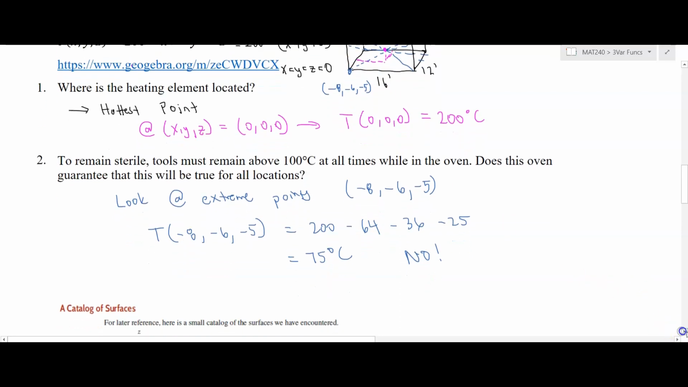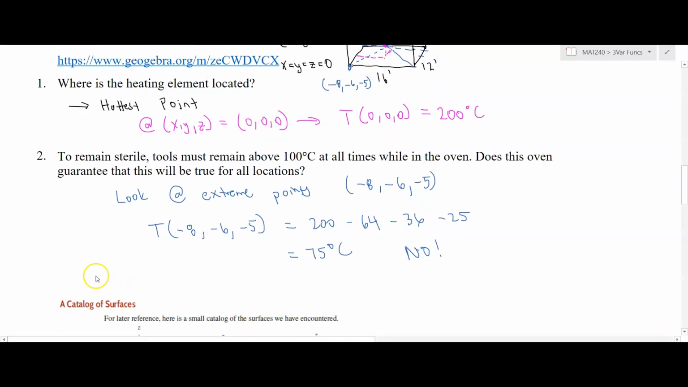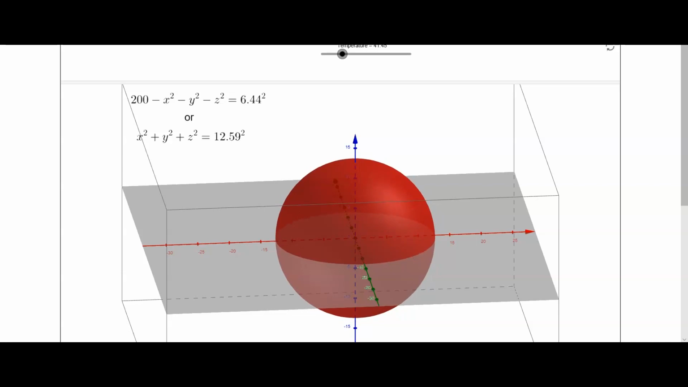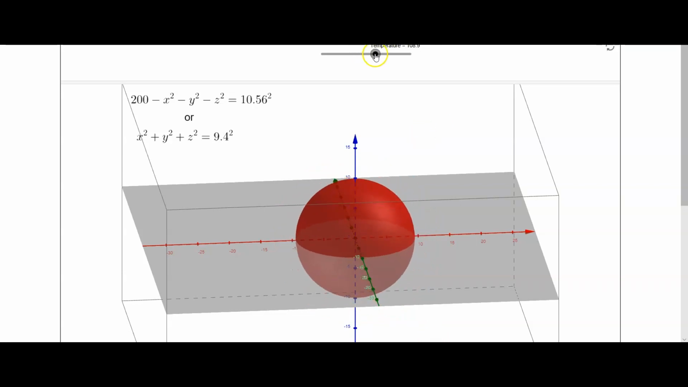Now, another way we could do this is we could say, all right, well, I want to look at the distance for temps of 100. And what I mean by this is that if we take our equation, 200 minus x squared minus y squared minus z squared, and we set this equal to 100, then now we're looking at the level surface where f of x, y, z is set equal to 100. So back in this picture, what we're essentially looking at is where the slider value is exactly 100. Okay, so this is 100.8.